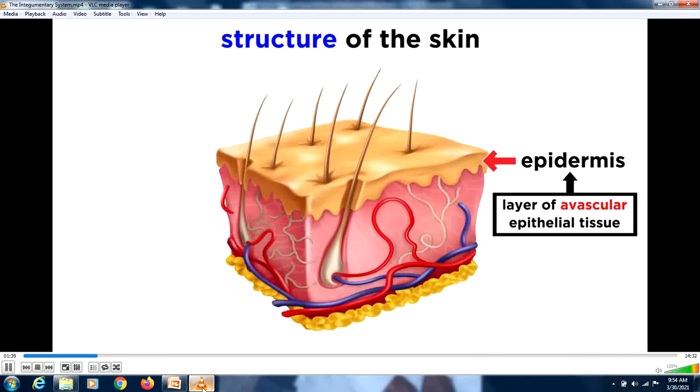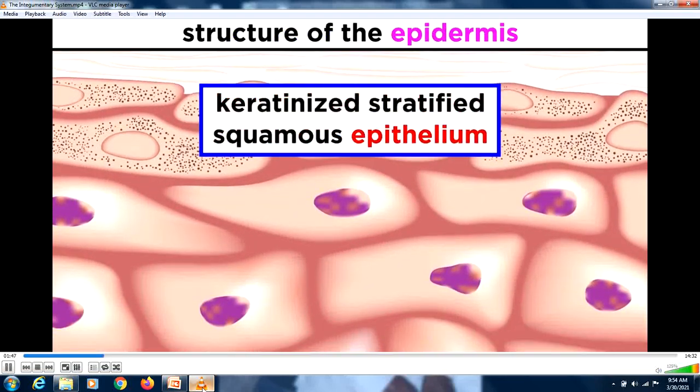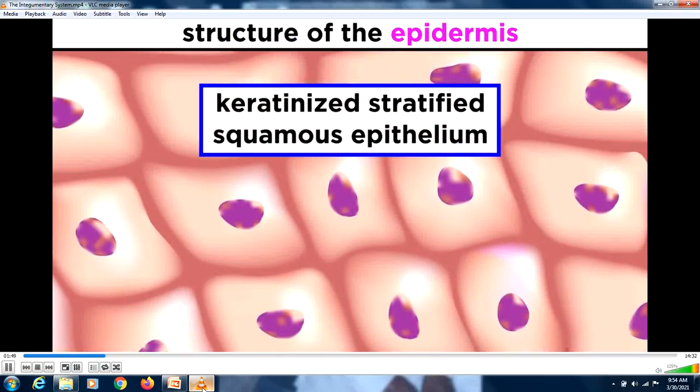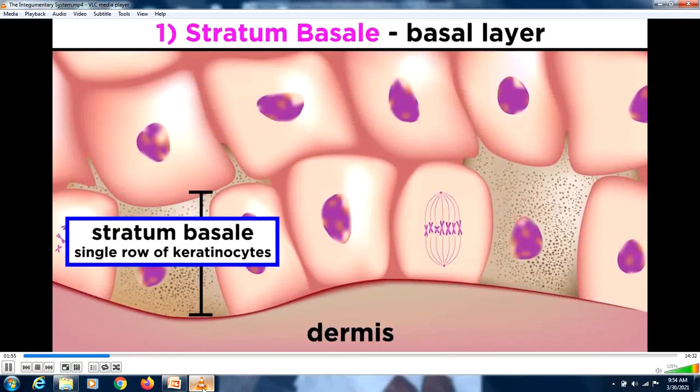Now let's zoom in on the epidermis, the thin outer layer of the skin. This is made of keratinized stratified squamous epithelium, made of 4 different cell types in 5 layers. The deepest layer, the one attached to the dermis, is called the Stratum Basale, meaning basal layer. This is made of a single row of cells, most of which are called keratinocytes.